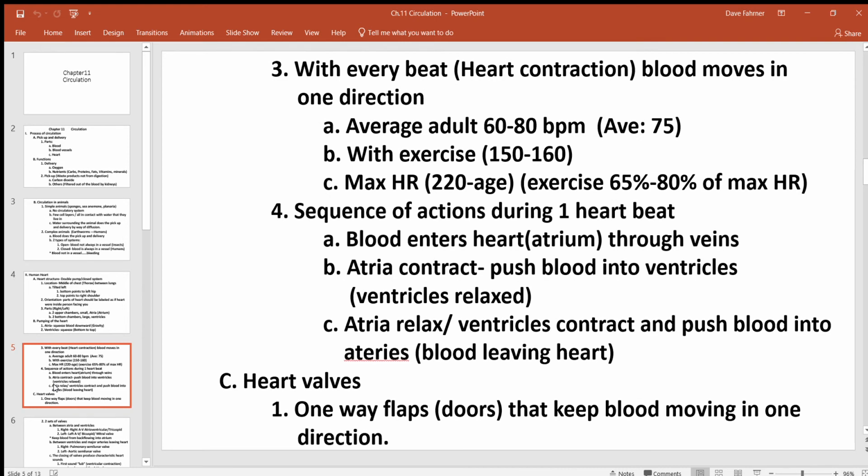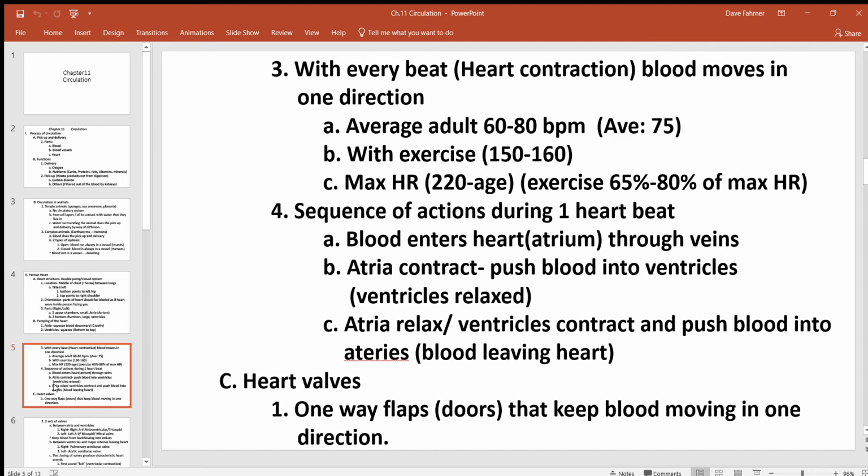So with every contraction of the heart, the blood is going to move basically in one direction. Okay, you've got to keep that in mind when we talk about circulation. We're going to talk about a one-way movement of blood, and blood staying within a blood vessel all the time.